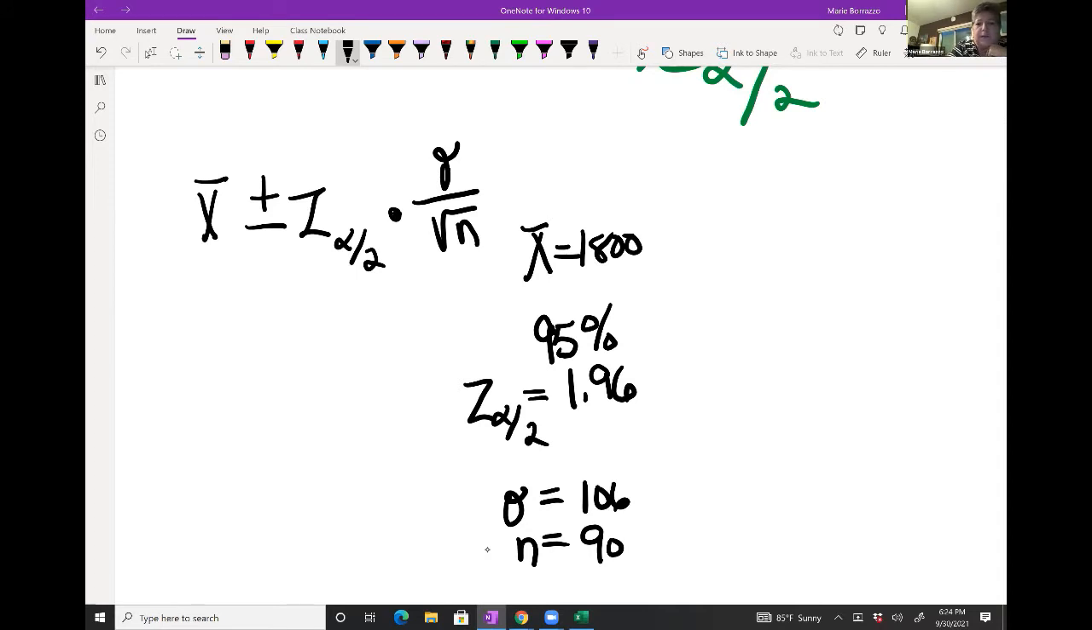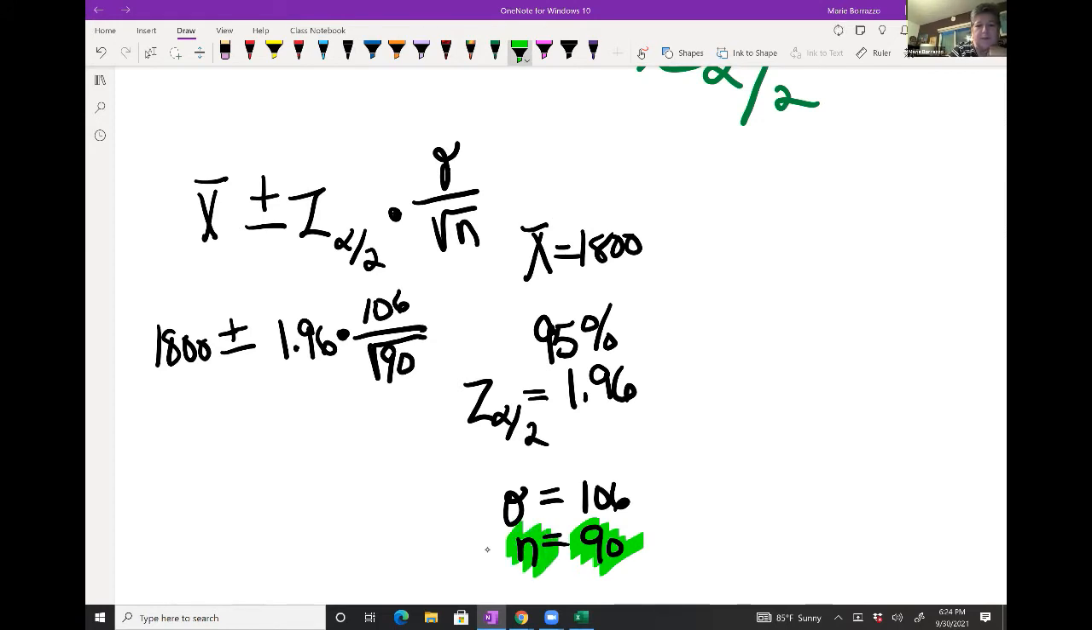So now we have 1800 plus or minus the critical value, which is 1.96, times the standard deviation, which is 106, over the square root of 90. I'll color code everything for you. Look at the 106 over the square root of 90.